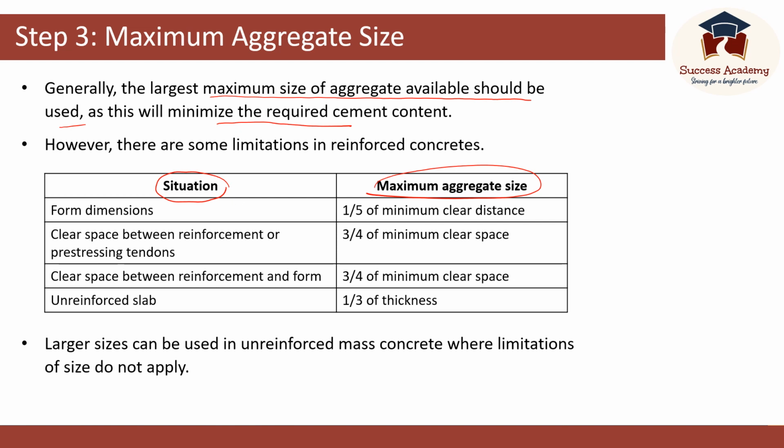For example, for form dimensions, the maximum aggregate size should be 1/5 of minimum clear distance. Clear space between reinforcement or pre-stressing tendons, the maximum aggregate size should be 3/4 of minimum clear space. Clear space between reinforcement and forms, the maximum aggregate size should be 3/4 of minimum clear space. Unreinforced slabs, the maximum size of aggregate should be 1/3 of thickness. Larger size can be used in unreinforced mass concretes where limitations of size do not apply.